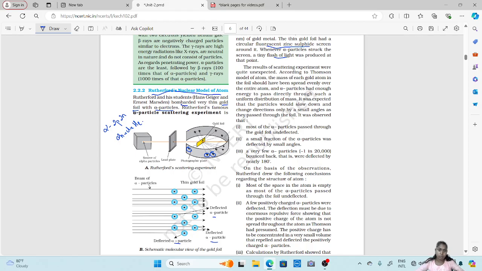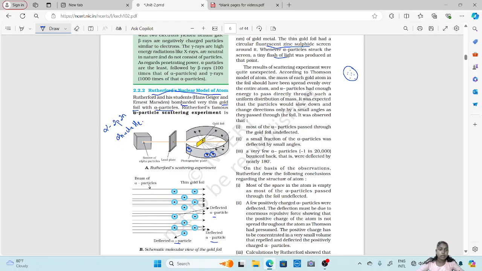According to Thomson's atomic model, the mass of each gold atom in the foil should have been spread evenly over the entire atom. So what Thomson had said is that all the positively charged particles are evenly spread in a circular form and the electrons are just embedded in them like watermelon, as I said. So according to Thomson, the gold atom in the foil should have been spread evenly. That's what Thomson had said, right?